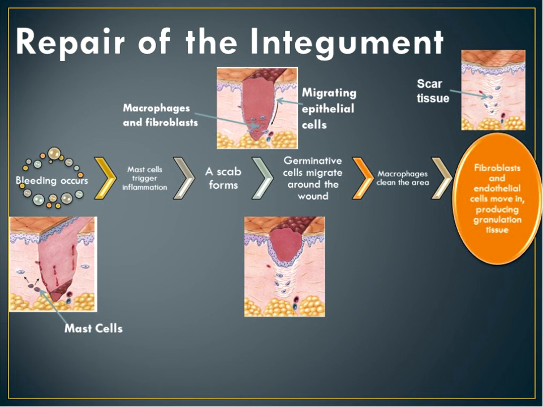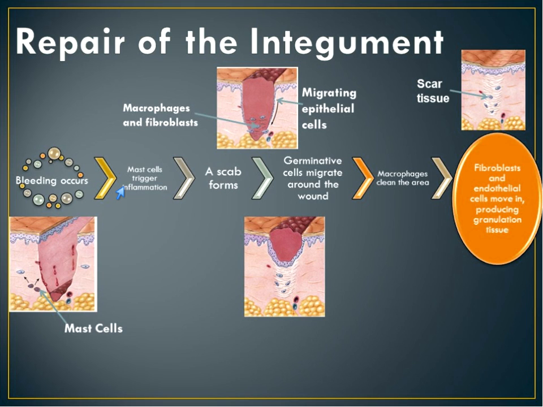Another process I want you to be familiar with is the repair of the integument when an injury happens. So you should know each one of these steps, and you should know each of these terms that we're going to discuss and what their job is. So if we have a breach in the skin, there's going to be bleeding that happens.